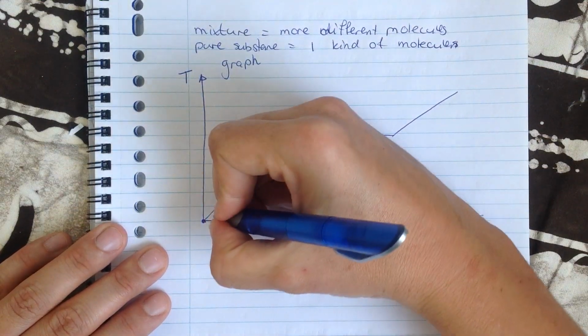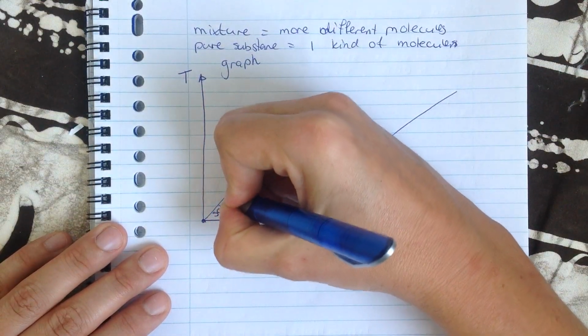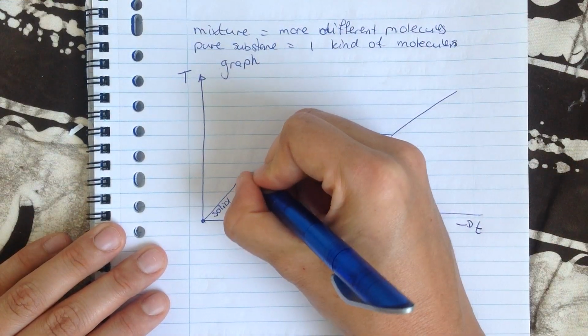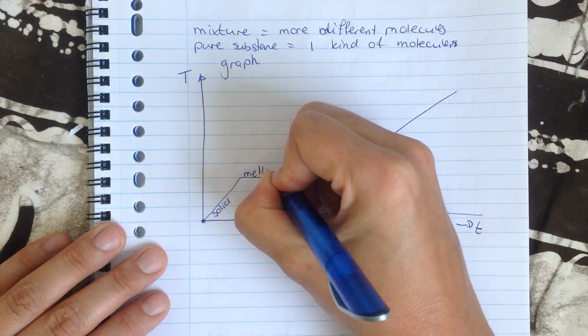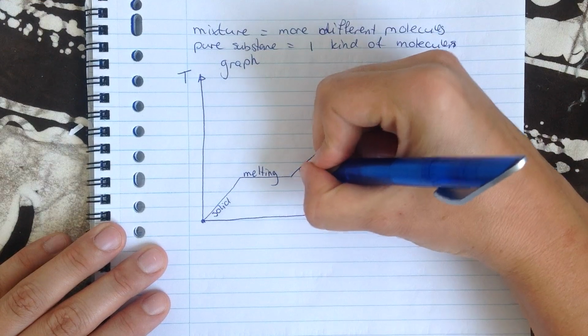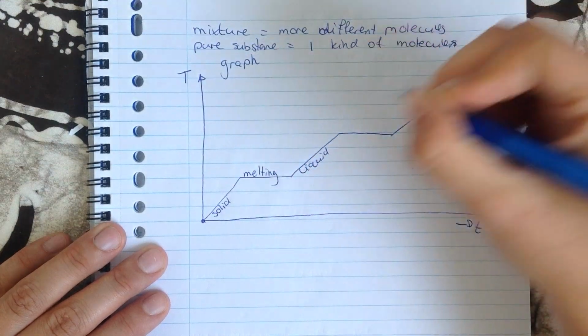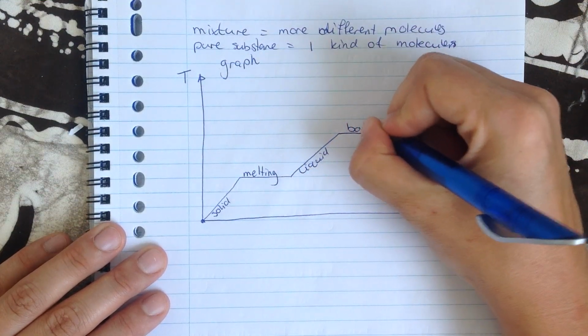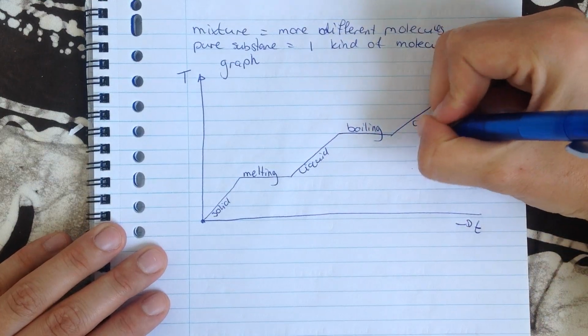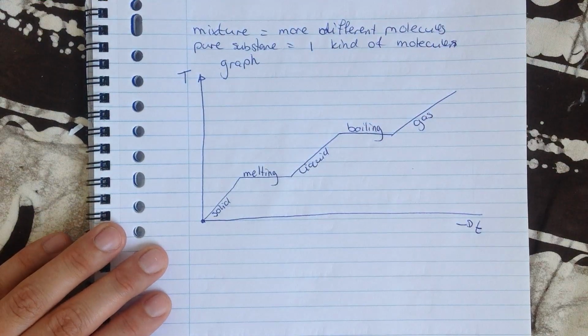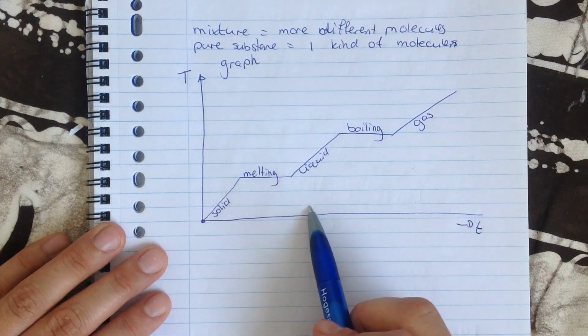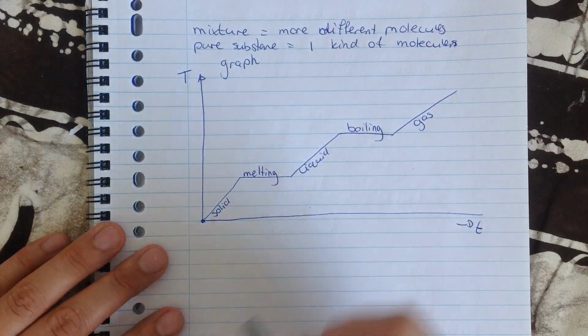Here the substance is solid. Here it's melting. Here it's liquid. This is boiling. And this is gas. This is of a pure substance.